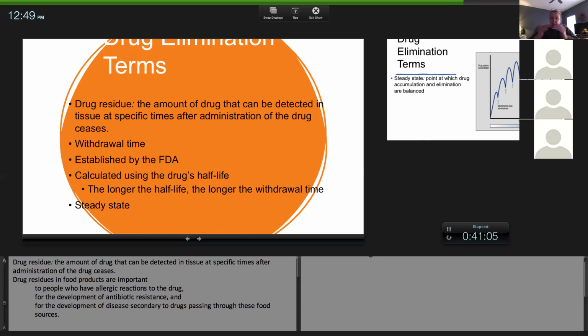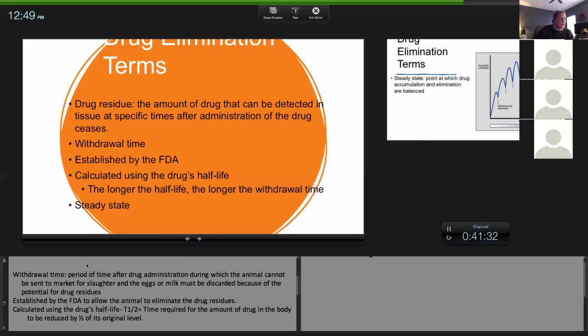This really pertains primarily when we talk about food animals, like cattle and chicken and pigs, because if they get drugs and then they have to go to slaughter, you have to make sure there's no drug residues left in the meat. And that's what the withdrawal time comes from. Withdrawal time is the period of time after administration when the animal cannot be sent to market, or eggs or milk must be discarded.